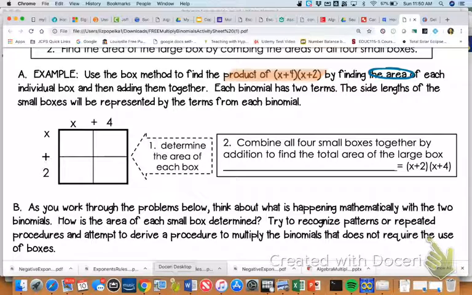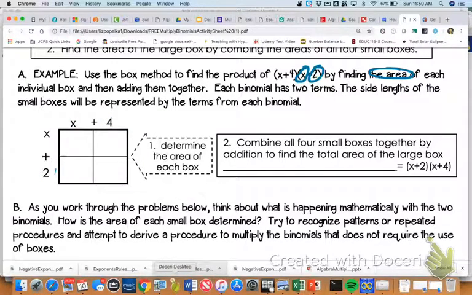We're going to use the idea of area to multiply these binomials together. So we took the first term, x plus 4, and we broke it up into two pieces, x and 4, and that becomes the top of our box. Then we are going to take x plus 2 and make it the sides of our box. And we're going to find the area of each individual piece and then add it together.